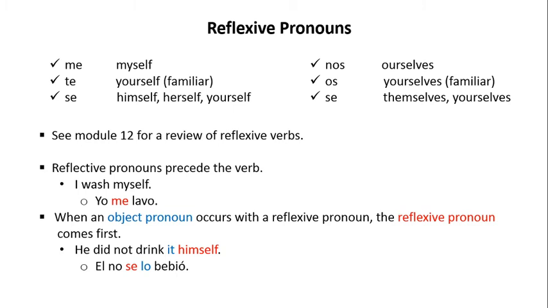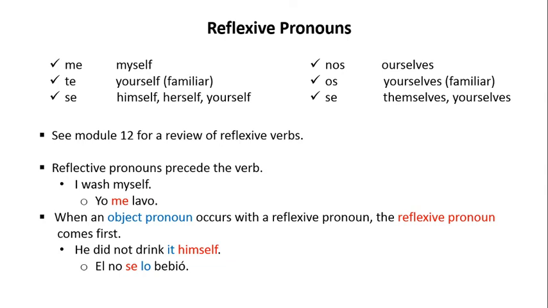Regarding reflexive pronouns, here are the forms. Me is myself. Te is yourself in a familiar sense. Se is himself, herself, or yourself. Nos is ourselves. Os is yourselves in a familiar sense. Se is themselves or yourselves. Please see Module 12 for a review of reflexive verbs.